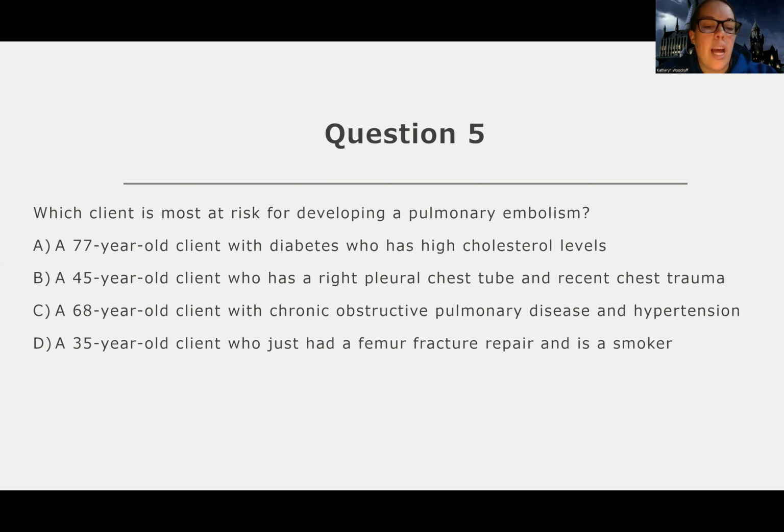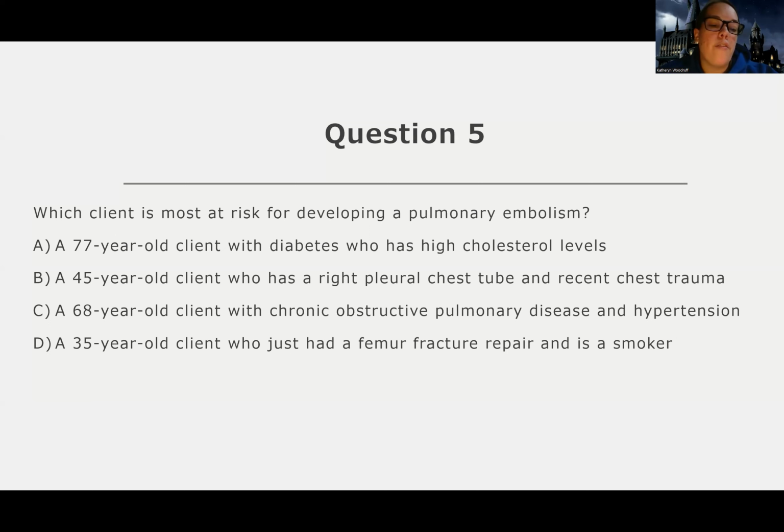A 68-year-old client with COPD and hypertension. I know COPD doesn't have anything to do with pulmonary embolisms. And even though hypertension affects the blood vessels and causes rigid blood vessels, I don't think that is a substantial or direct risk factor.